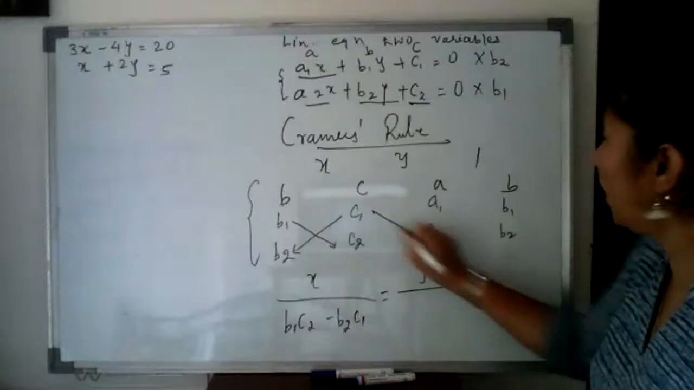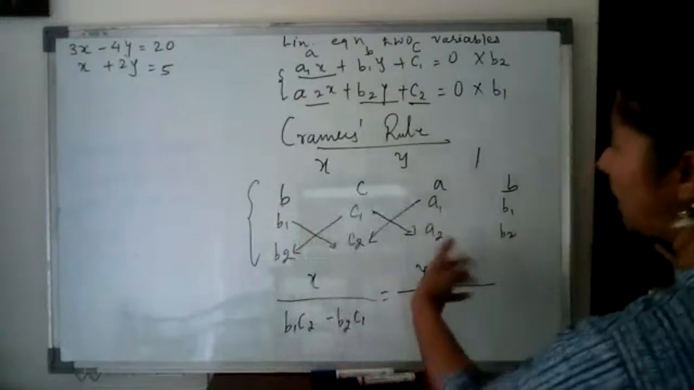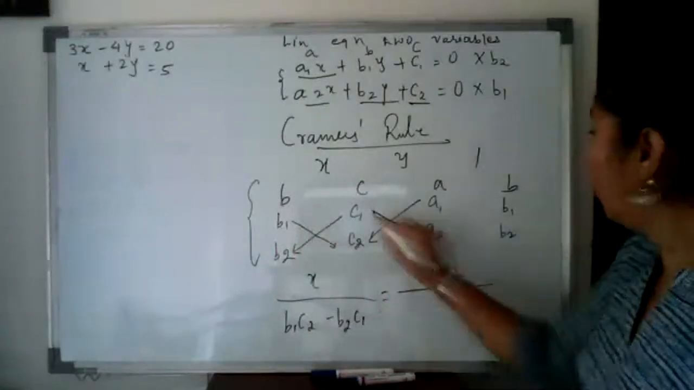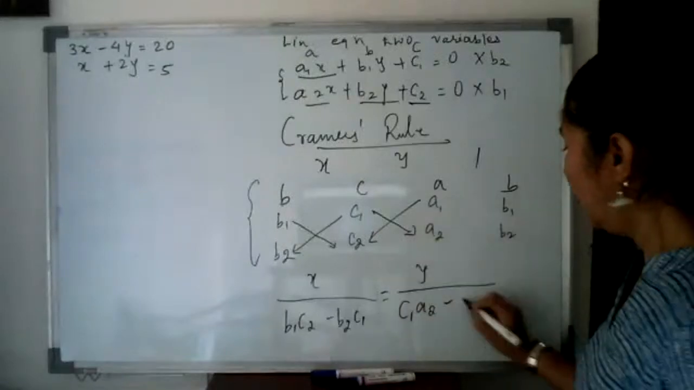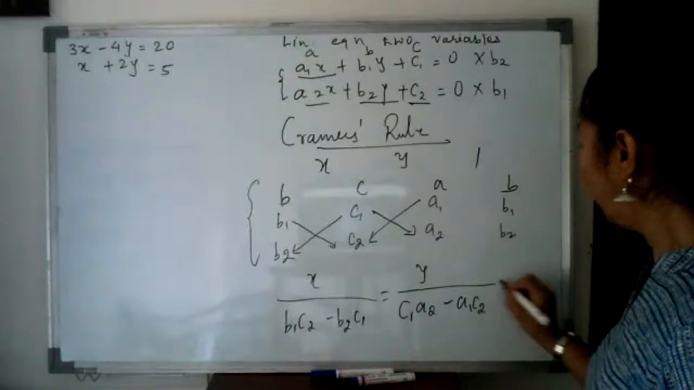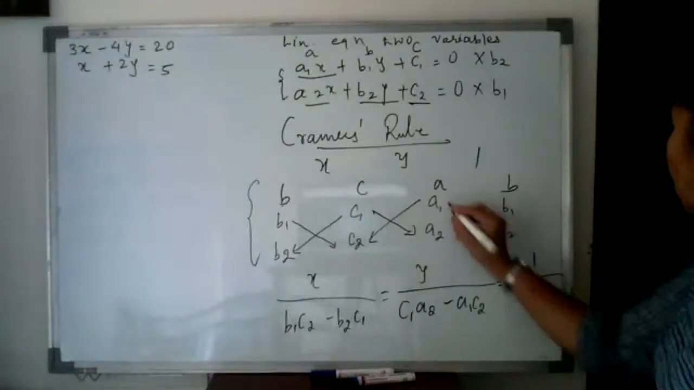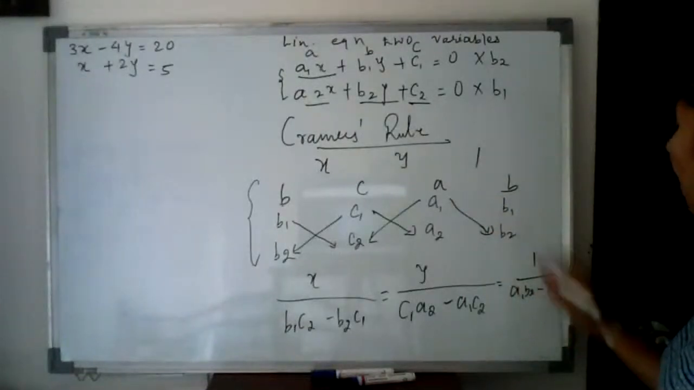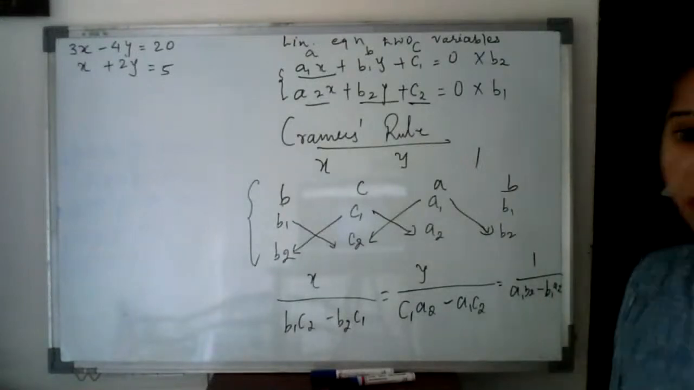Okay, now what is the product here? Let's do it. Please follow this. You always start from left hand side product minus right hand side product. So follow the arrow. So it is C1 A2 minus A1 C2, which is equal to 1 upon cross multiply again here, A1 B2 minus B1 A2. I hope this is clear.